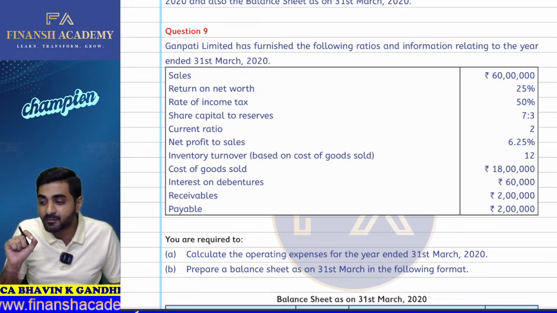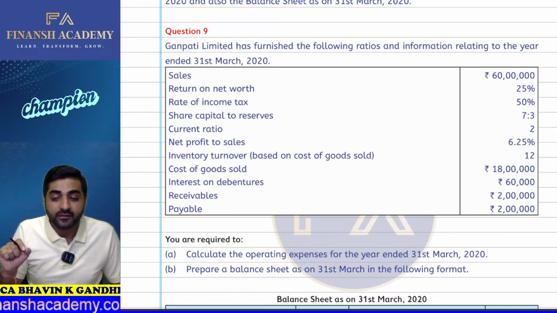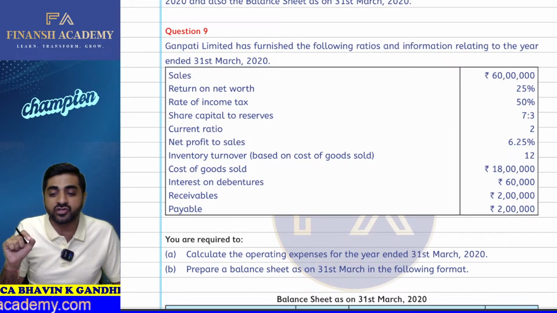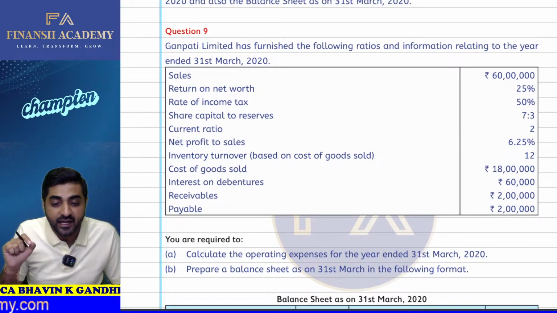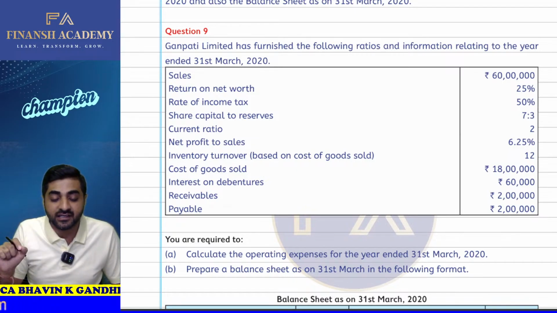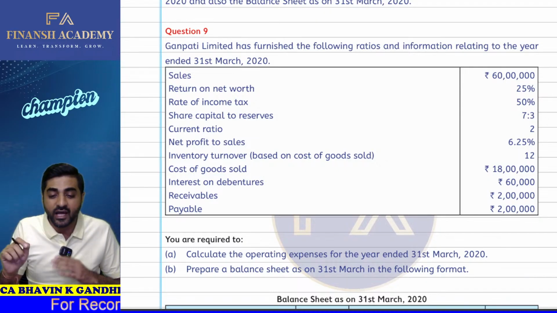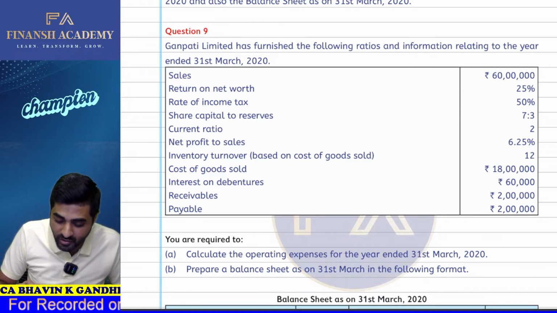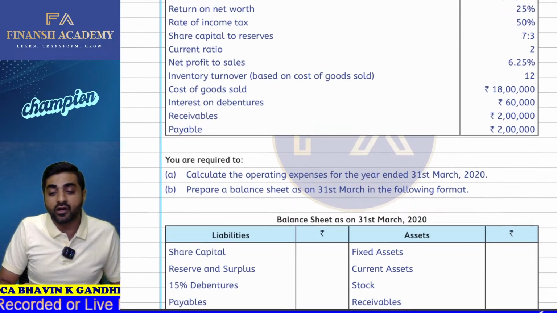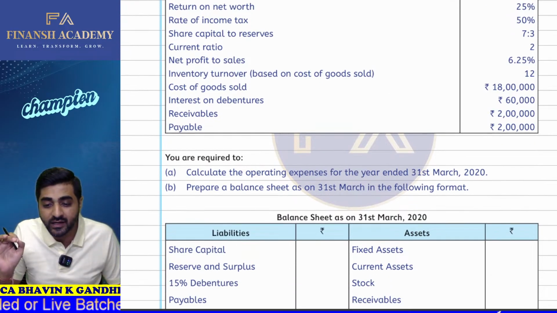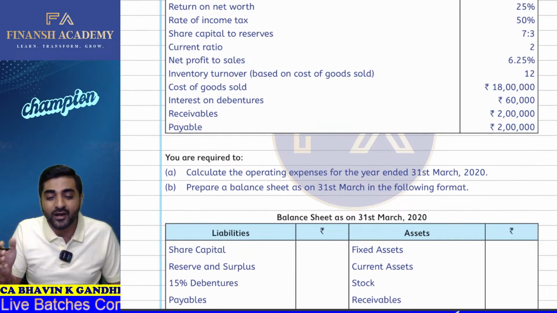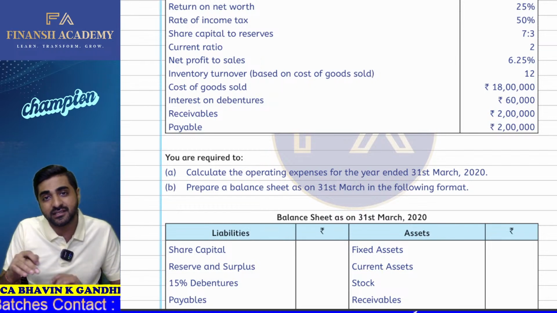Inventory turnover ratio, which is based on your cost of goods sold, is 12 times. And the cost of goods sold is 18 lakhs. Interest on debentures is 60,000. Receivables is 2 lakhs. And payables is 2 lakhs. So we are required to now calculate what is going to be the operating expenses for the year ended 31st March 2020. Then we are also required to prepare the balance sheet as of 31st March in the following format.